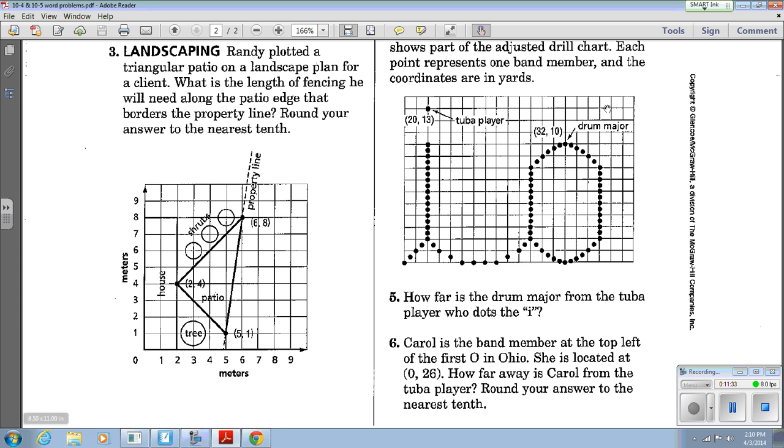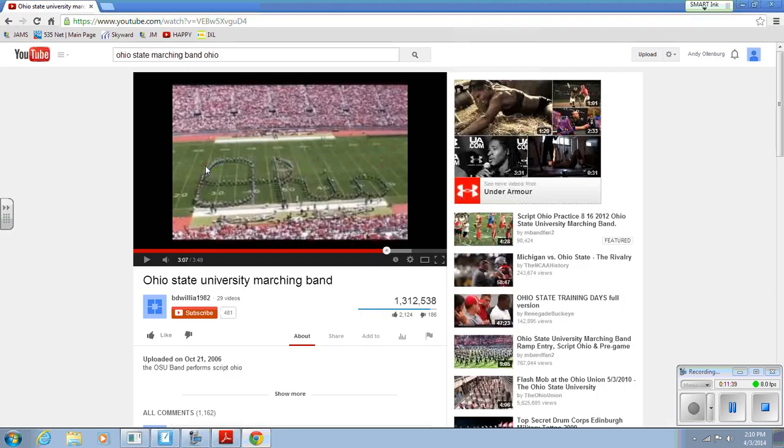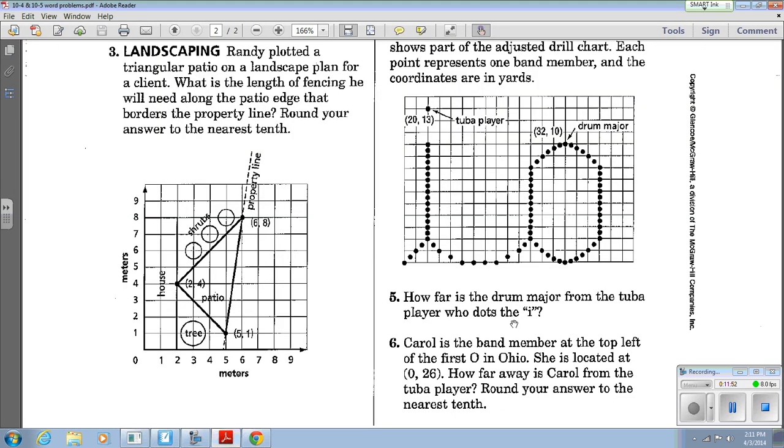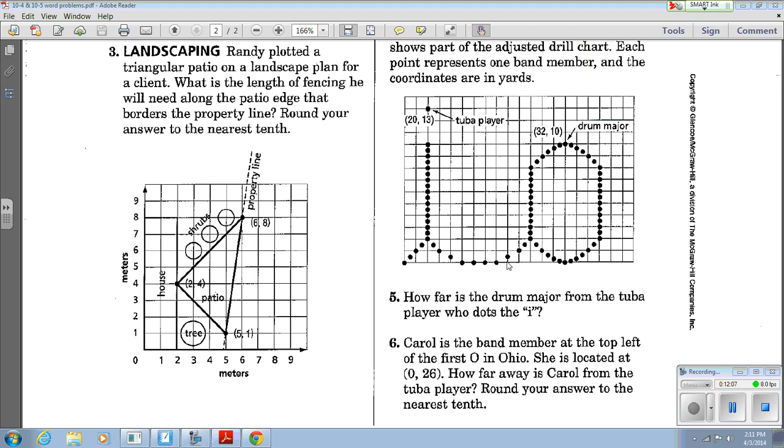So in other words, what they want to know is if Carol is sitting over here, how far is it from Carol all the way over here to the tuba player? Carol's over here on the left at (0,26), the tuba player we've been given the coordinate for. So let's go back to our worksheet. And that's way over here. So I have Carol located at (0,26), and where is that tuba player? He's at (20,13). So I gotta use (20,13) and (0,26). Those are the two coordinates.